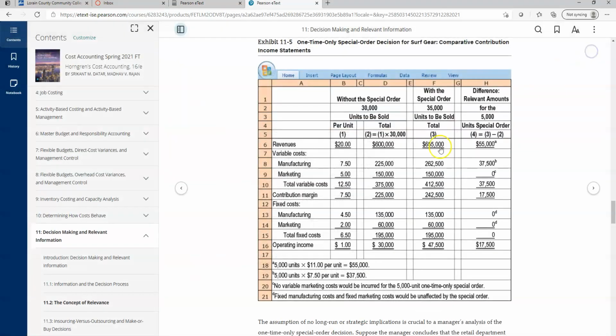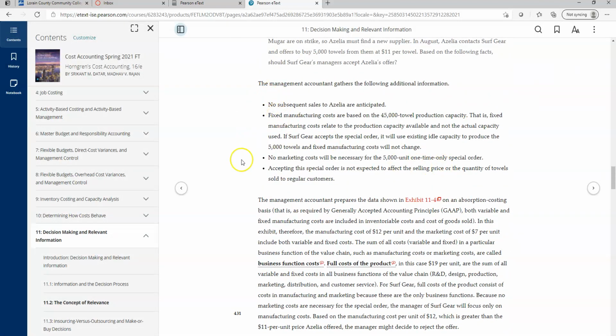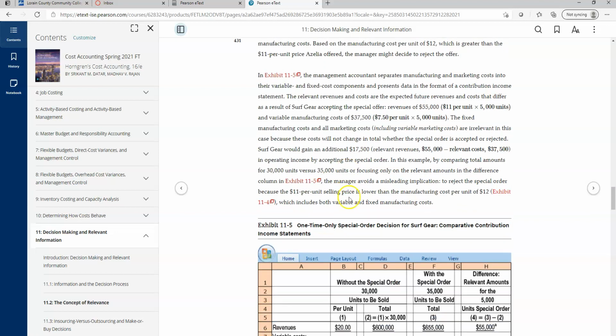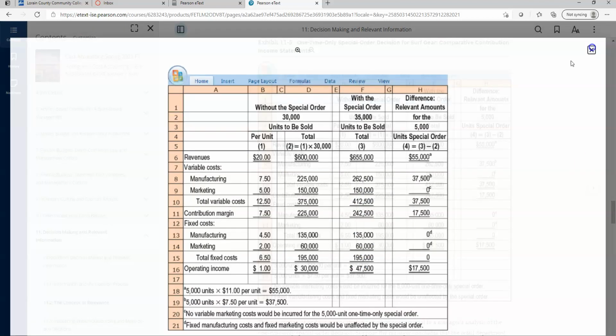Now again, we have to consider other factors. In this case, the management did anticipate other factors. No other sales are anticipated. Fixed manufacturing costs are not going to change. No marketing costs. And accepting the special order will not affect the selling price or quantity of towels sold to regular customers. So based on all the information and the dollar amount of increase in our operating income, we should definitely do it.